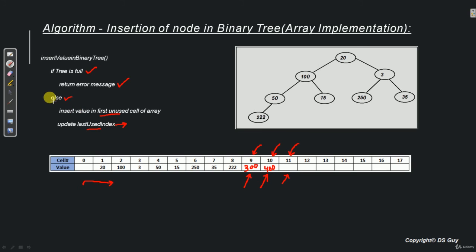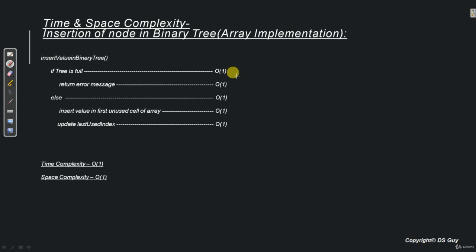Now let's see what the time and space complexity of this algorithm is. Checking if the tree is full or not is a constant time operation. Returning an error message is again a constant time operation. Else is a constant time operation. Inserting a value in the first unused cell is a constant time operation. Updating this variable is again a constant time operation. So if we add all of them, we get time complexity of order of 1.